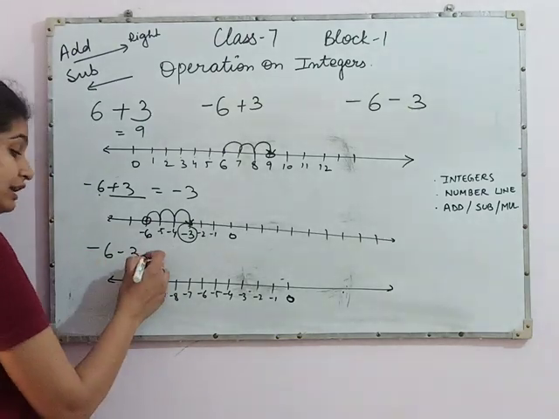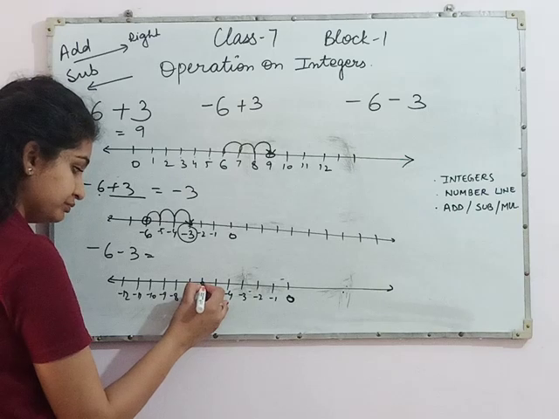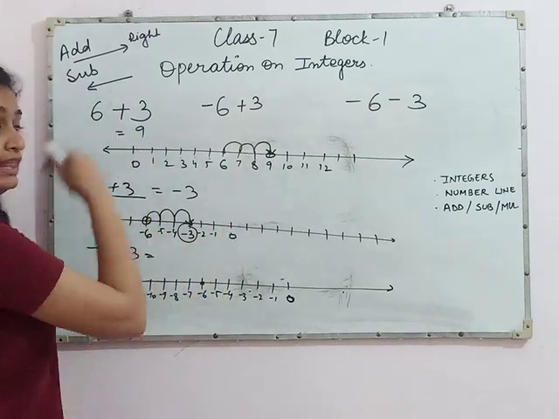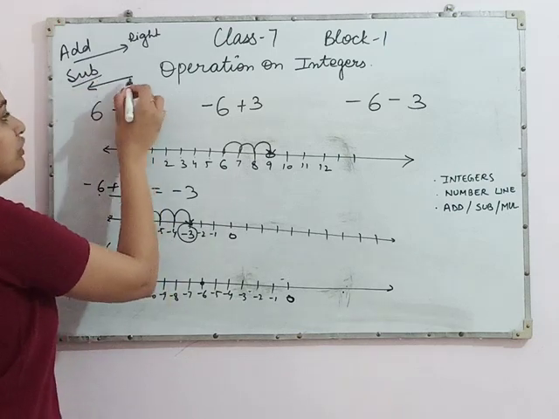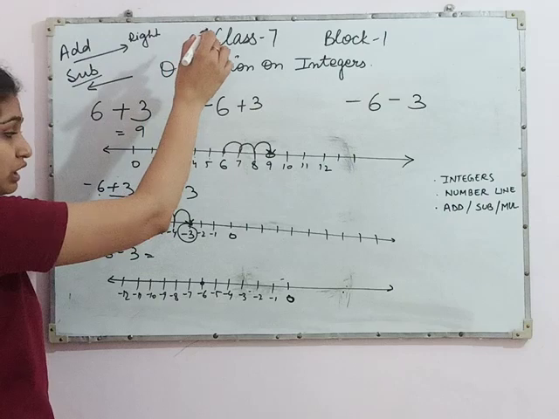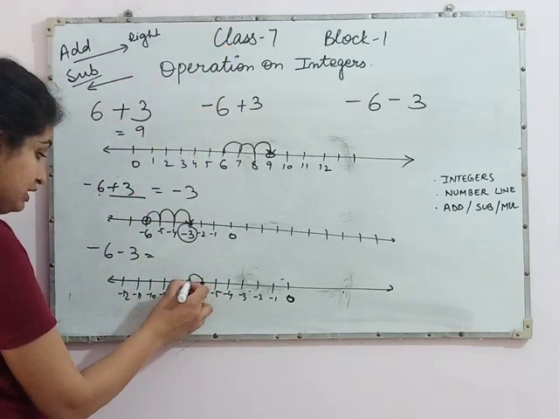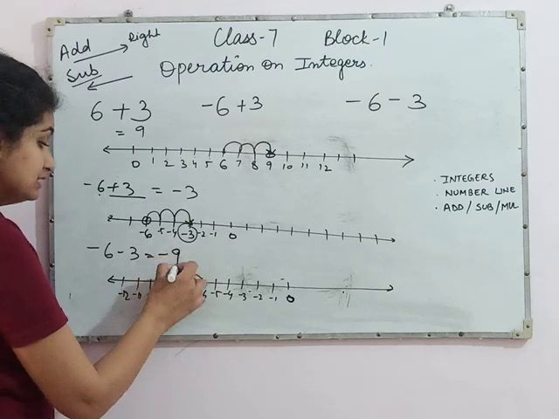We will be starting with minus 6. Minus 6 is here. We have to subtract 3. We'll move to the left side. For subtraction, we are moving to the left side. For addition, we'll move to the right side. 3 steps to the left side. 1, 2, 3. It will be minus 9.